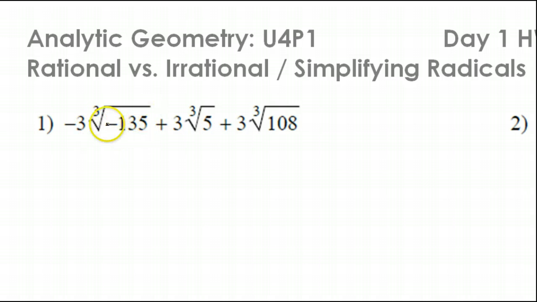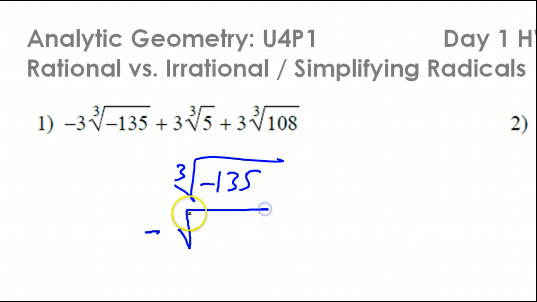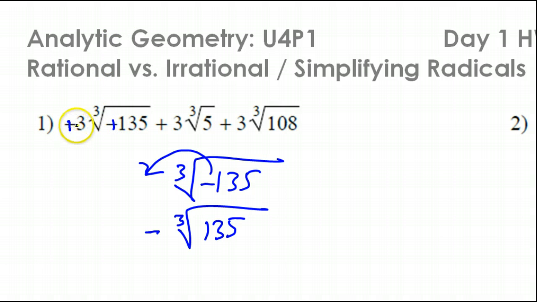First of all, if I were you, I would deal with these negative signs. If you take the cube root of a negative number, the negative is just going to come outside the radical. So for example, the cube root of negative 135 is the same thing as negative cube root of 135. The negative just comes out. So this negative and this negative are going to basically cancel each other out, and it's going to be positive.